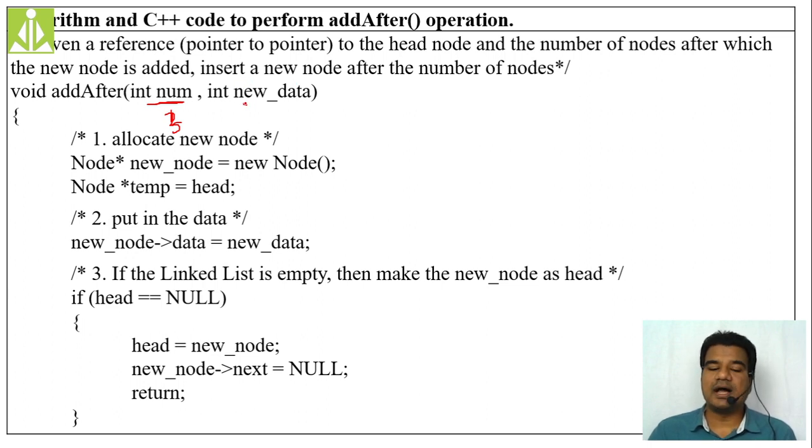And this new data is the data that you are going to store inside the newly created node. The newly created node is going to have 2 parts, the pointer part and the data part. The data part is going to hold the data, and that data we are going to pass with the help of this new data. Here also, the first 2 steps are exactly similar to the previous algorithm. Here also we have to allocate the new node, that is, create the new node, and for this new node creation we allocate the memory from the heap using the new operator.